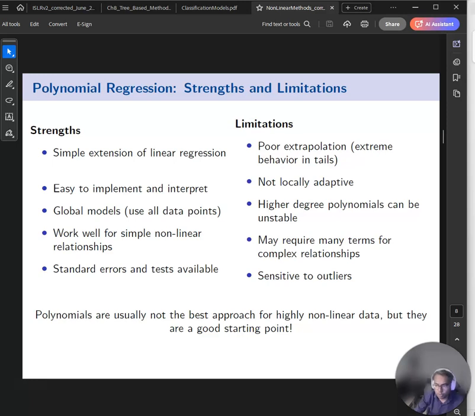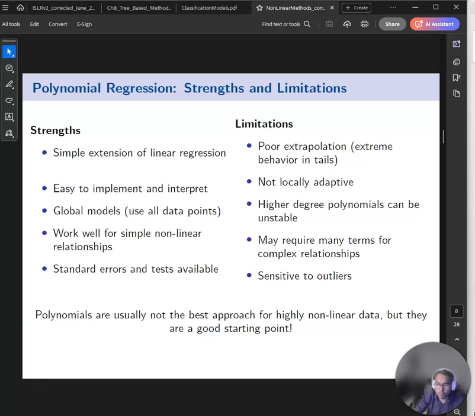Polynomial models are global, meaning they use all data points to estimate the parameters, which can be more efficient than local methods. They work particularly well for simple nonlinear relationships that allow smooth curves. And since we are still in the linear regression framework, we have access to standard errors, confidence intervals, and hypothesis testing. However, there are some limitations to be aware of.